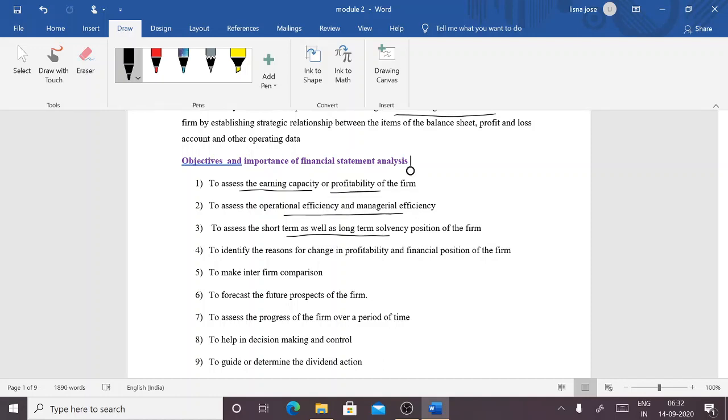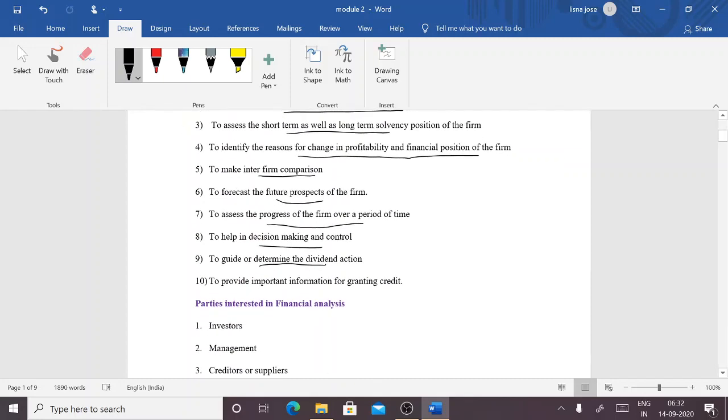The next one is to identify the reasons for changes in the profitability and financial position of the firm. Then to make inter-firm comparison, meaning we compare the balance sheet or P&L account of two companies. Then to forecast the future prospects of the firm, and to assess the progress of the firm over a period of time. It also helps in decision making, is a guide in determining the dividend action, and finally provides important information for granting credit.